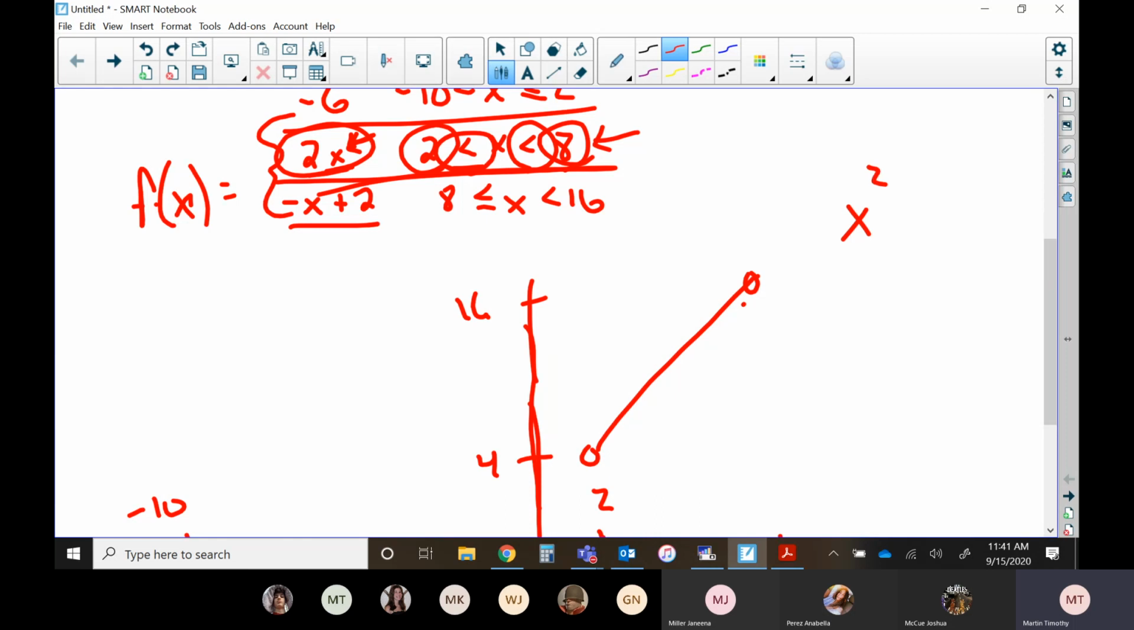If it was X squared, what would it be? I would not only need my beginning and my ending point, I would also need my what? My vertex.